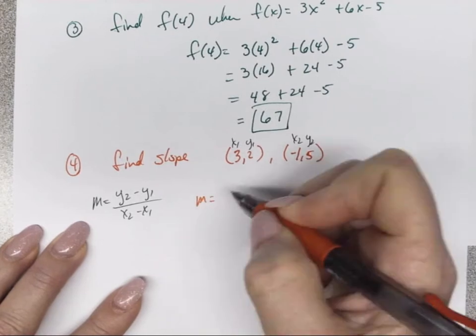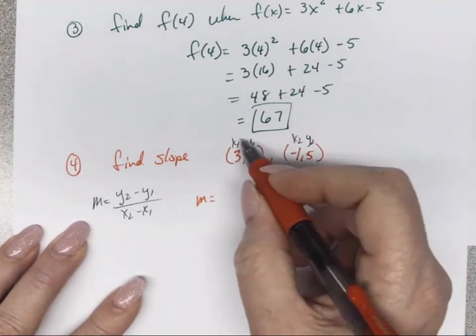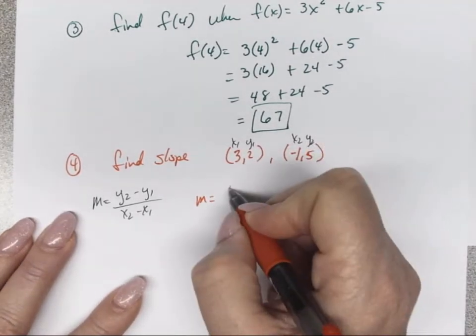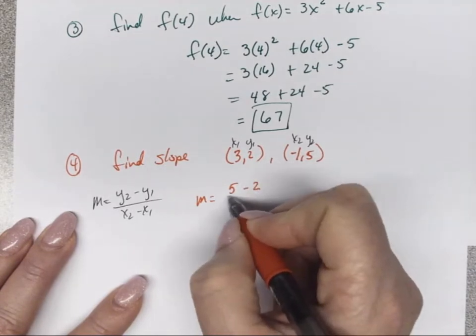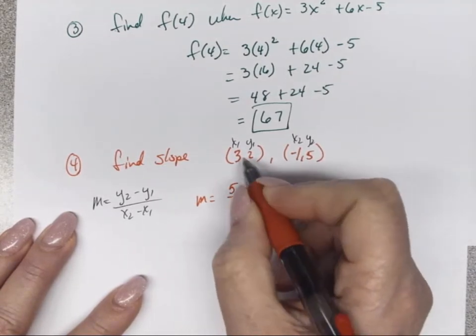So here our m will equal, because we chose this as point 1 and point 2, it'll be 5 minus 2 over negative 1 minus 3.